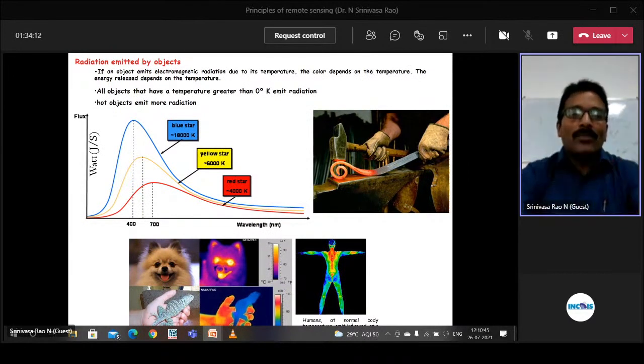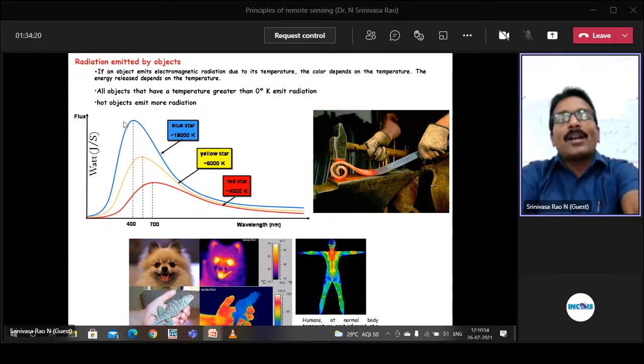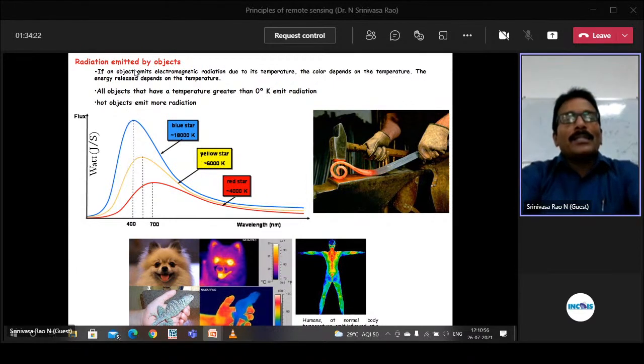to understand this slide, don't get confused at all. Here it's very simple. I will simplify this one. I am representing the energy in a graph. If any object emits electromagnetic radiation due to its temperature, that is inherent, even our body also. Now, if you see here, this is our body.